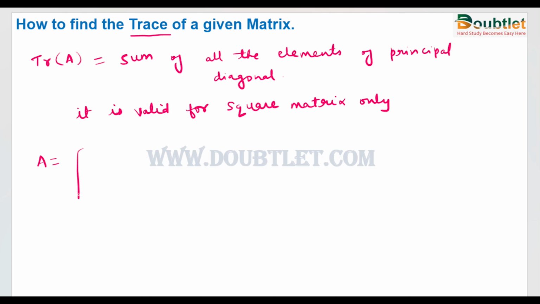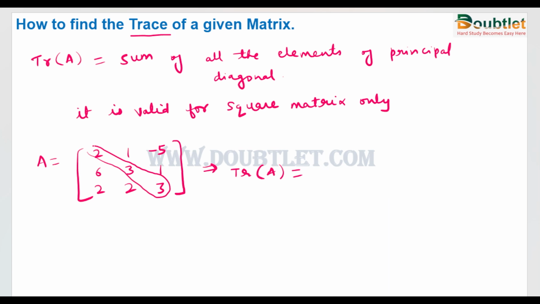So let's suppose there is a matrix: 2, 1, minus 5; 6, 3, 1; 2, 2 and 3. This is a matrix of order 3 by 3, which means it is a square matrix. Now if we want to find the trace of A, then we have to add these diagonal elements. So this is the principal diagonal and 2, 3 and 3 are the diagonal elements. We need to add them, so we get 2 plus 3 plus 3, which becomes 8. So the trace of the matrix A is 8.